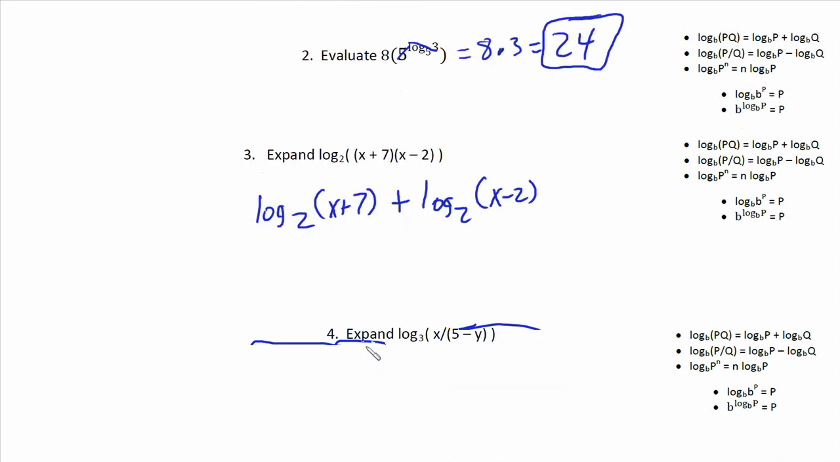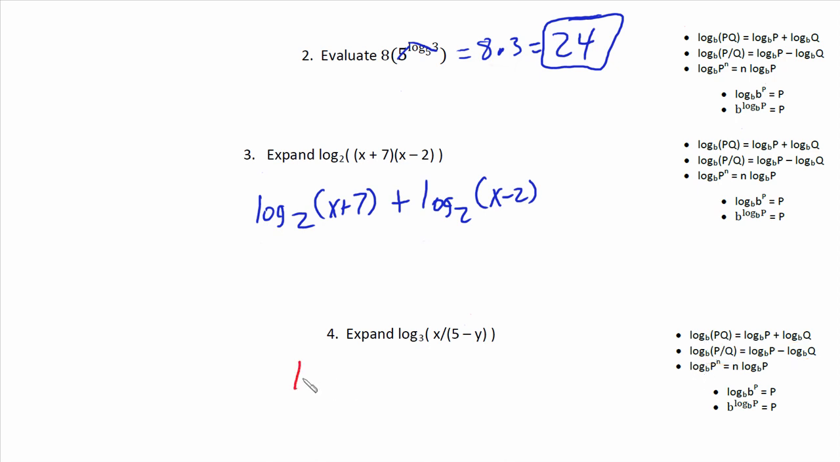Number 4 is going to be very similar. It says expand, so we want to go from less stuff to more stuff. In this case, we're dividing the argument of the logarithm. The original logarithm is dividing, so we're going to move it into subtraction. Remember in your theorems that multiplication and addition go together, and division and subtraction go together.